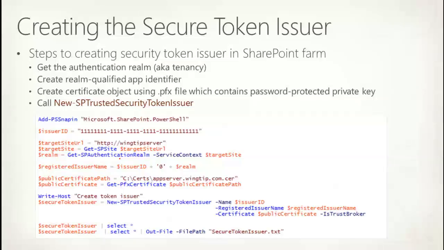So I call Get-SPSite, and I can really pass any site across the farm. What's important, though, is I call Get-SPAuthenticationRealm. And so I then pass the target site, and it gives me back this ID for my tenancy. And then what I have to do is create this funky big string, which takes the issuer ID and appends it with the @ sign and then the ID of the realm inside there. And that's what we call the registered issuer name.